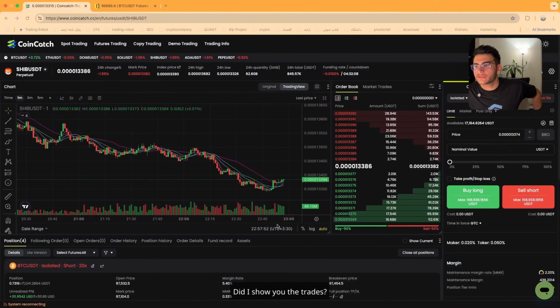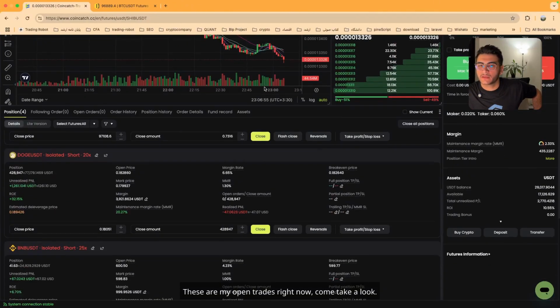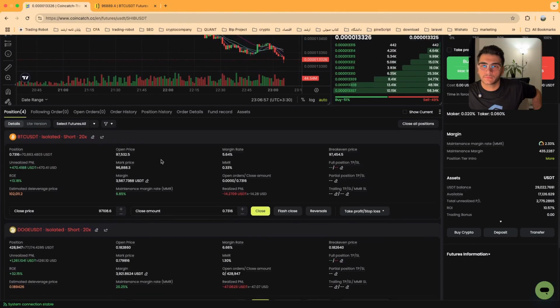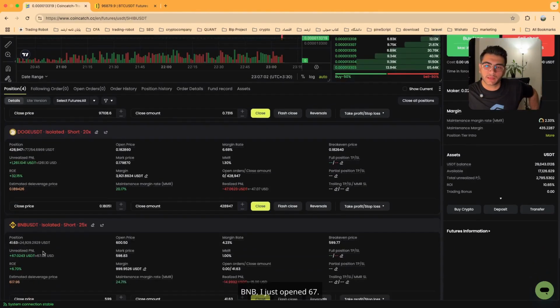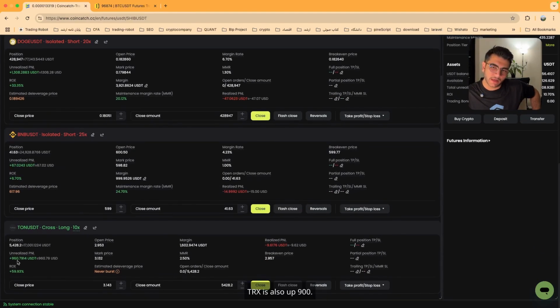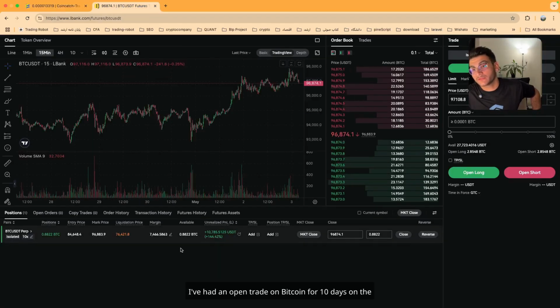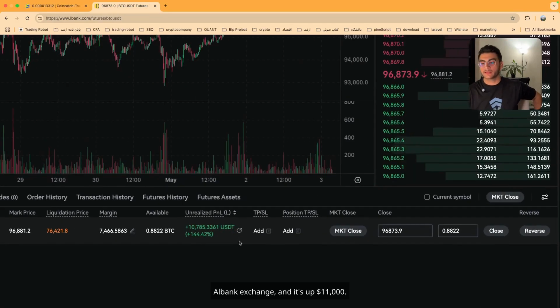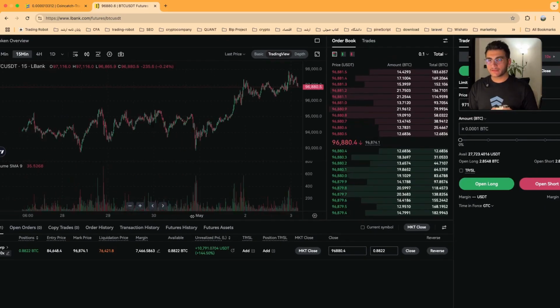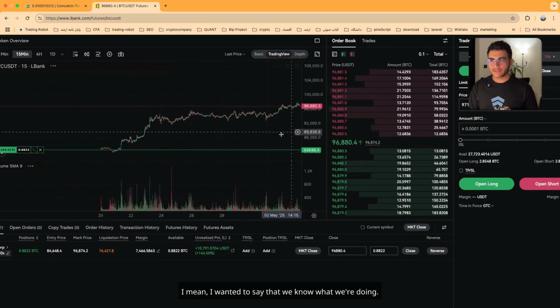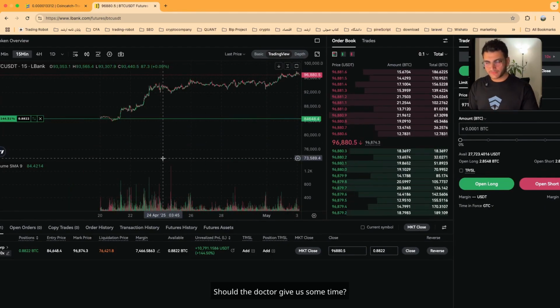Did I show you the trades? These are my open trades right now. Come take a look. Bitcoin is up 470. Dogecoin is up 1,200. BNB, I just opened 67. TRX is also up 900. I've had an open trade on Bitcoin for 10 days on the All Bank Exchange, and it's up $11,000. $11,000 in 10 days? Not too bad, right? I mean, I wanted to say that we know what we're doing.